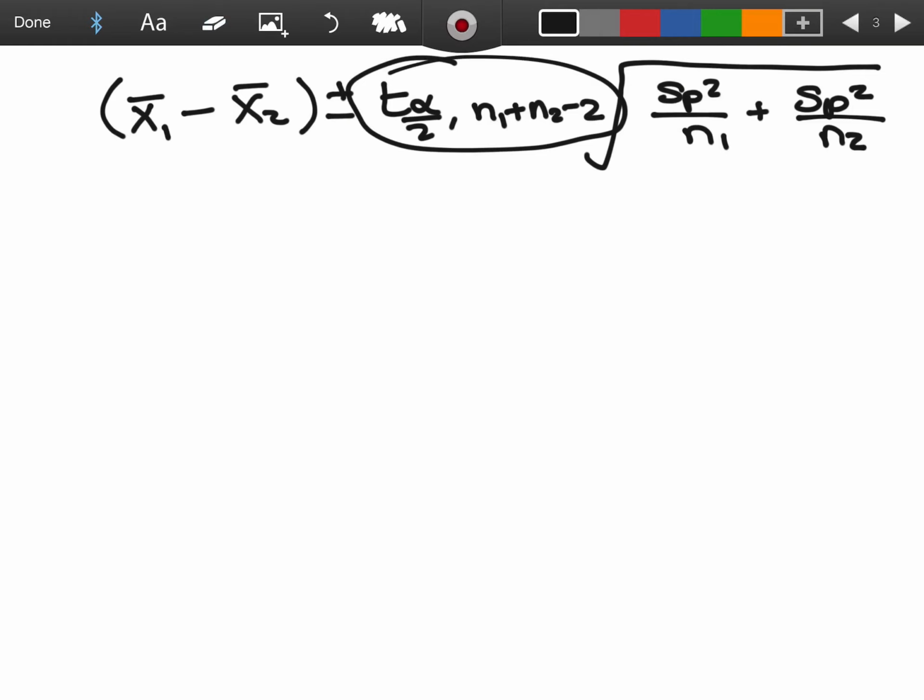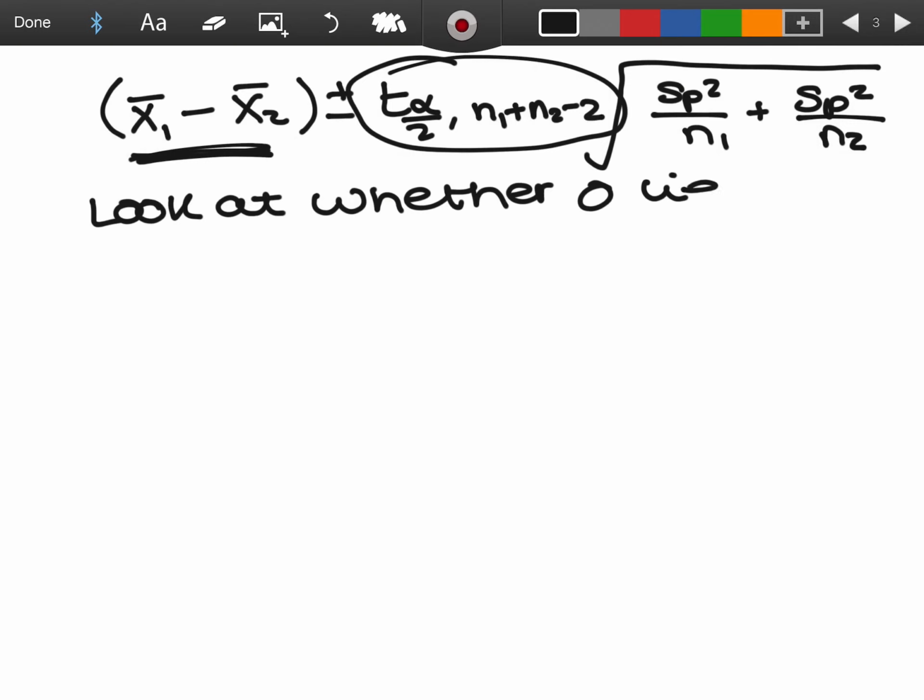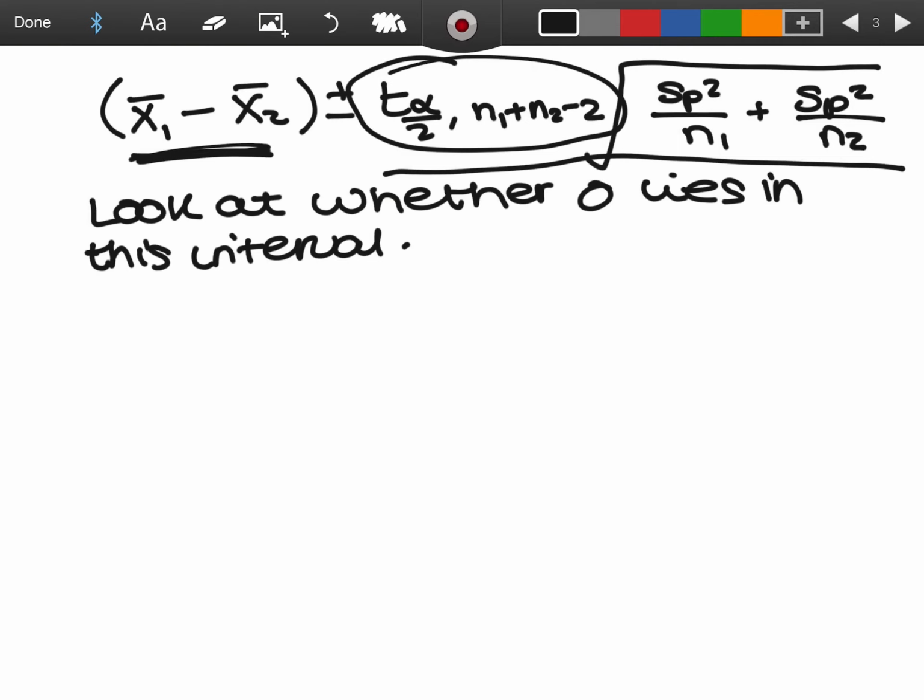When you do this, what you are looking at is how close together x1 bar and x2 bar are. When you do this, as we did in 12.1a, you are looking at whether 0 lies in this interval, because you've got the difference in the sample means plus or minus this small value. This whole thing's going to end up being a pretty small value in most cases.